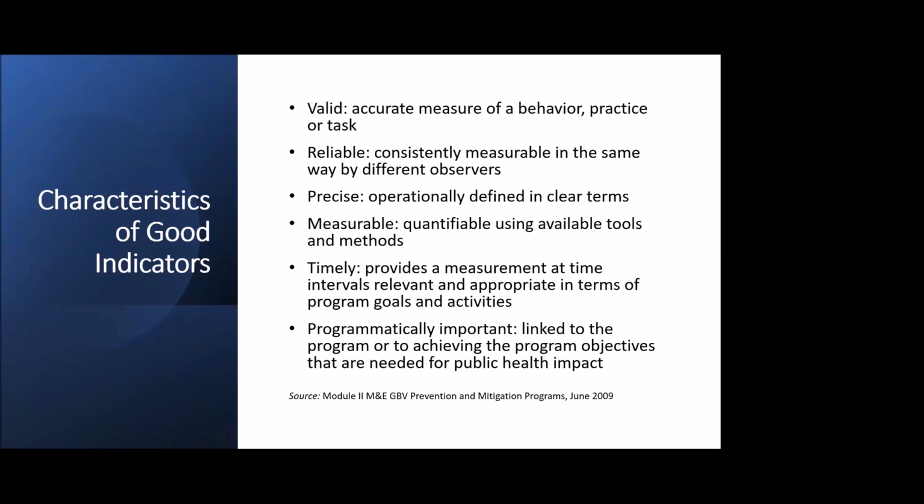So these are characteristics of good indicators. A good indicator is a valid or accurate measure of a behavior, practice, or task. So what do we mean by valid indicators? For example, one that is used in HIV is somebody's willingness to buy vegetables from a person who is HIV positive. Is that level of willingness an actual measure of stigma? So it's about, are we actually measuring what we want to measure?